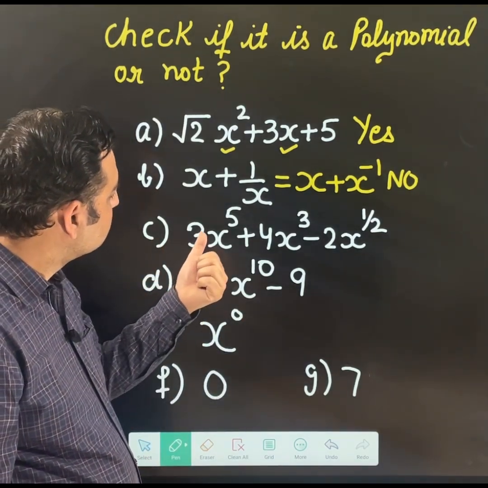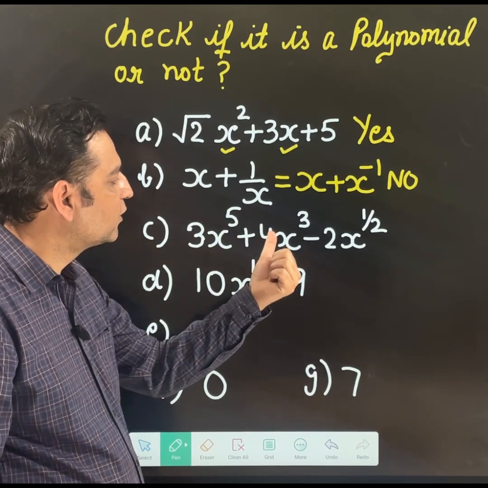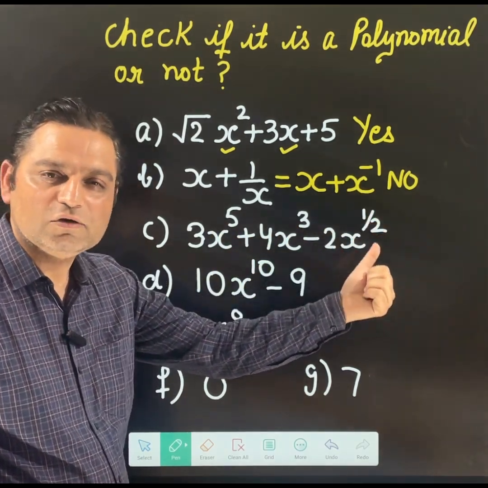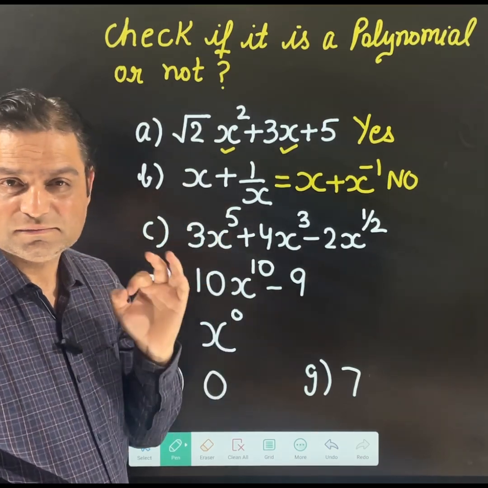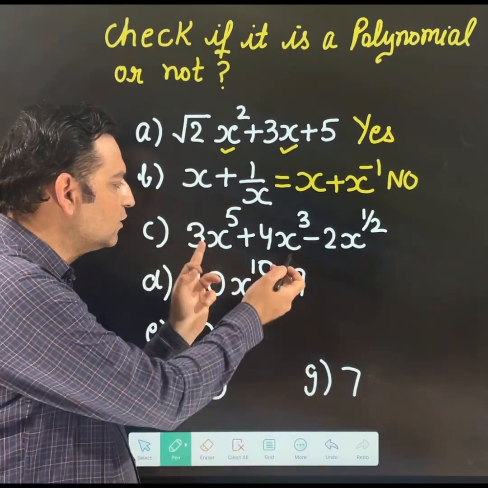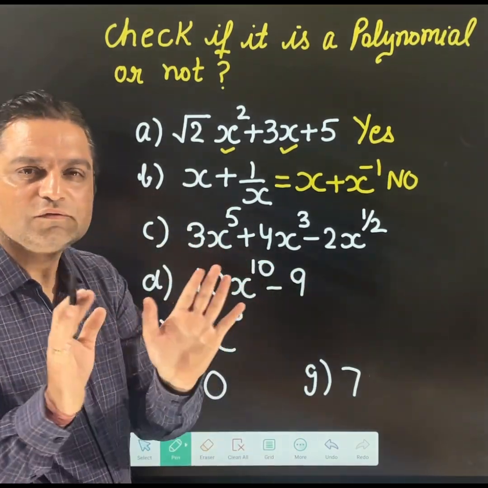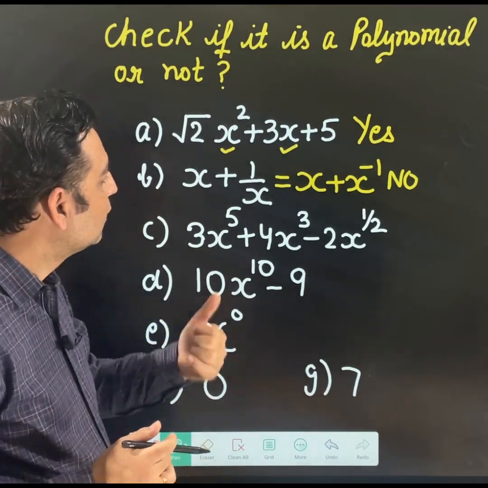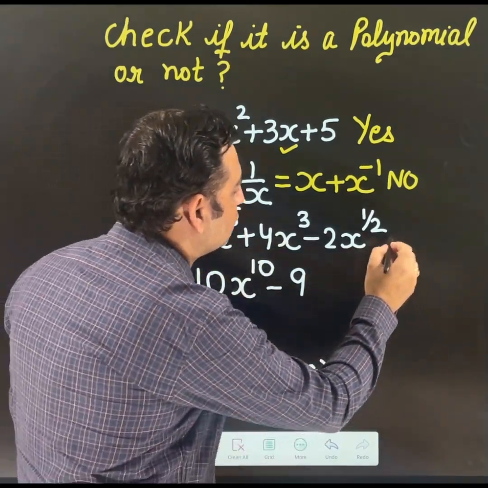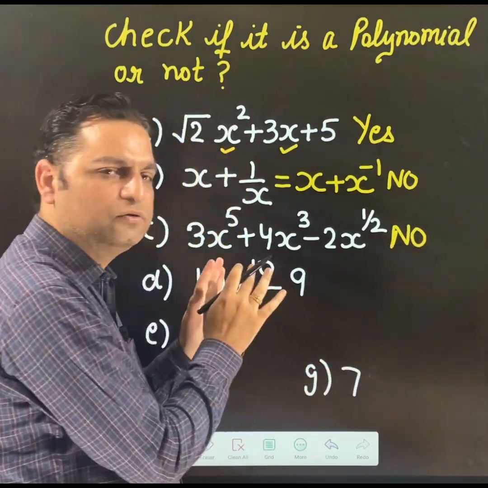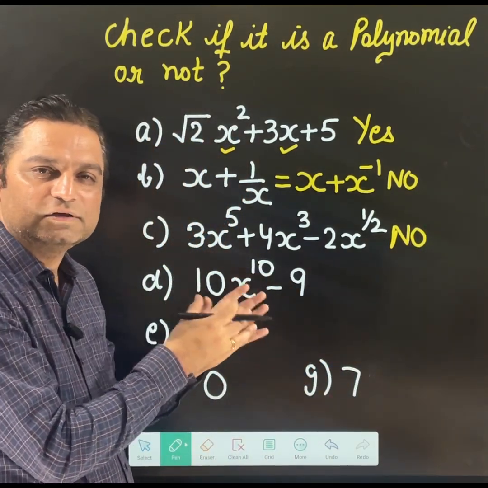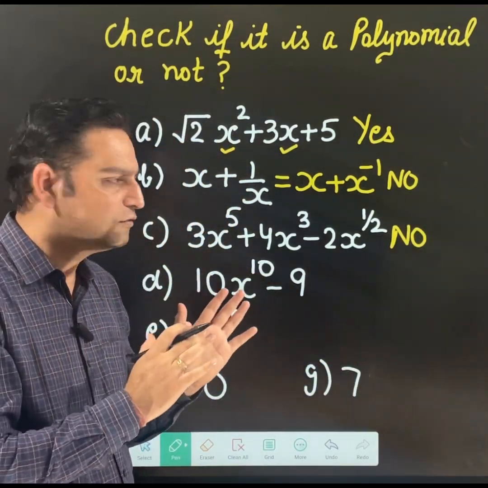C part. 3x to the power 5 plus 4x cube minus 2x to the power 1 over 2. Do remember, many of you might be thinking that degree is 5 here. Few of you would be thinking correctly also, don't take me wrong. But yes, this is not a polynomial. I have taken all those cases which usually come in exam, students get confused. That's why I'm making this video.